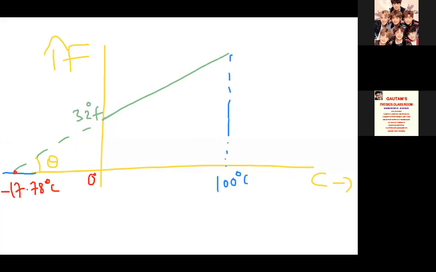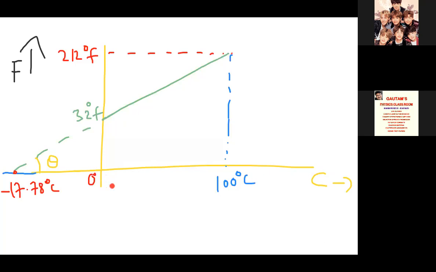So at 100 degrees centigrade, what is the Fahrenheit? Already we know the upper fixed point and lower fixed point of Fahrenheit. This is 212 degrees Fahrenheit, the upper fixed point. 32 degrees Fahrenheit is the lower fixed point, which is the y-intercept. Here 100 degrees centigrade is the upper fixed point, and 0 degrees centigrade is the lower fixed point in the centigrade scale.